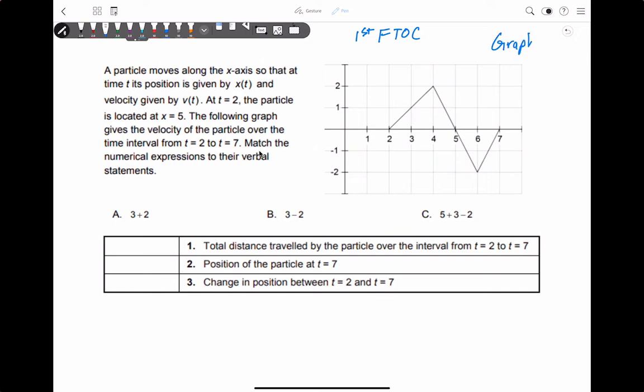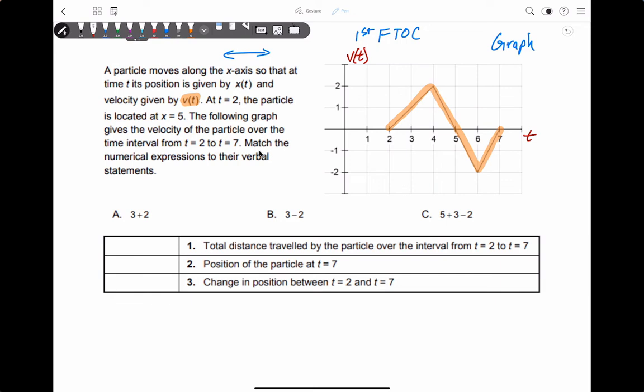Okay, so we have a particle that moves along the x-axis. So this is moving along the x-axis, left and right. Don't think that it is this graph moving up and down. That's not the particle moving left and right. That is showing a velocity graph, okay? This graph right here is represented with v of t. So if I were to label it, this would be v of t, and my input variable would be t. That's what this graph is showing.